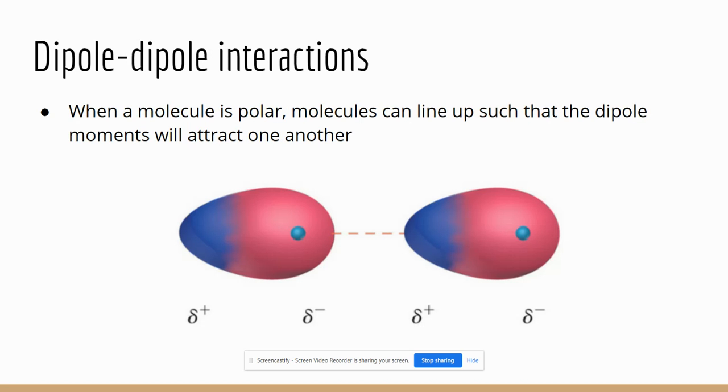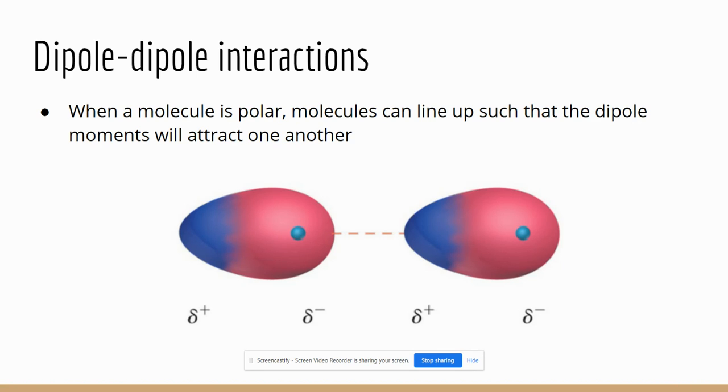Pause here. A rough sketch of the picture is completely fine. So the first type of intermolecular force that we are going to discuss is a dipole-dipole interaction. That is when you have a polar molecule that interacts with another polar molecule. Just as a reminder, those little delta symbols just mean a partial charge.